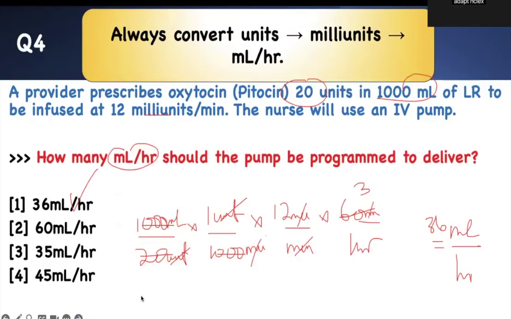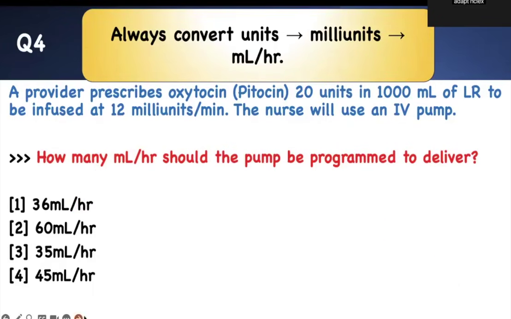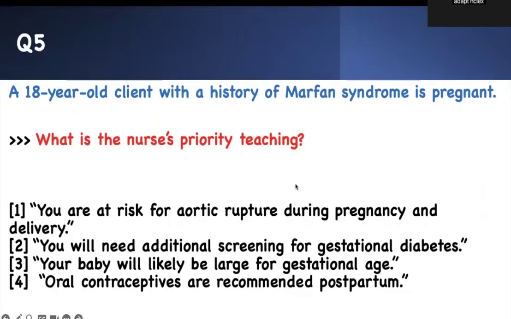But this is another way to do that. Always convert the units so that they are the same into milliunits, because most of the infusion will be in the milliunit. Then convert the milliunit into hour. So that's what we do. We convert the unit into milliunit and then milliunit into hour by bringing our time. This is those calculations with Pitocin. And this is a nursing school NCLEX question you may see.